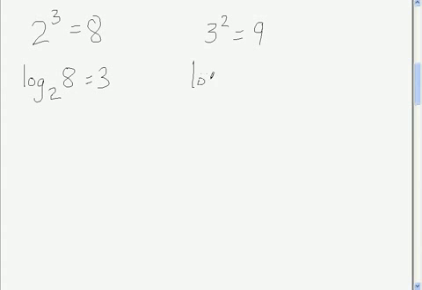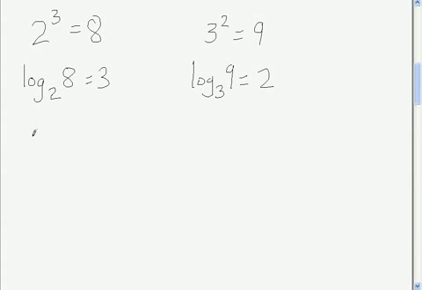So this is log of 9 to base 3 is equal to 2. Alright, so 3 is the base of this log, and 2 is the power to which 3 has been raised for you to get this 9. So let's look at an awkward indices.